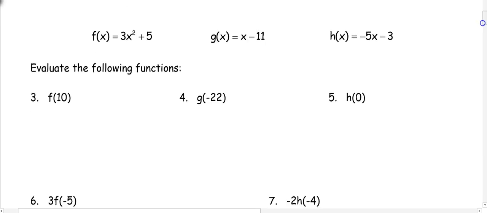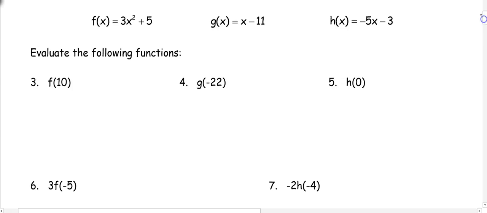So let's use function notation now to evaluate some functions. When we're looking at function notation, the letter out front is going to tell us which equation we use. So in number 3, we have f of 10, so we would use our f equation. We take the value inside the parentheses, in this case 10, and substitute it in for x. So when I rewrite this equation, we would have 3 times 10 squared plus 5.